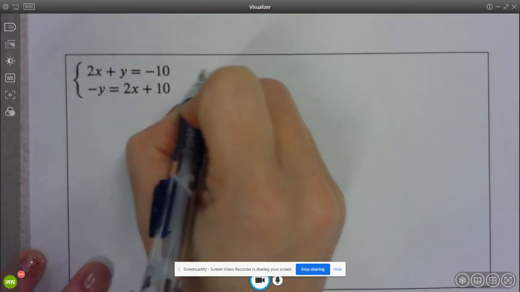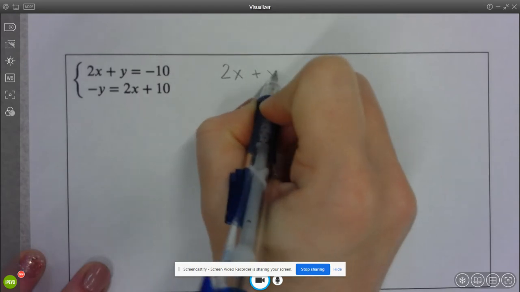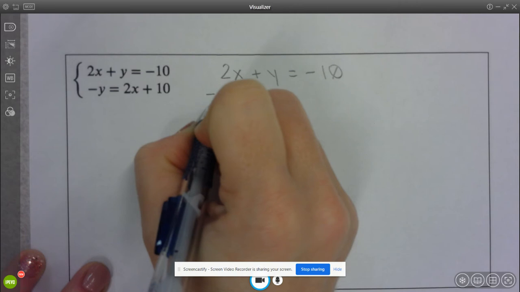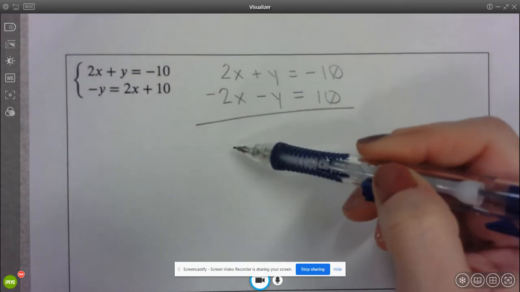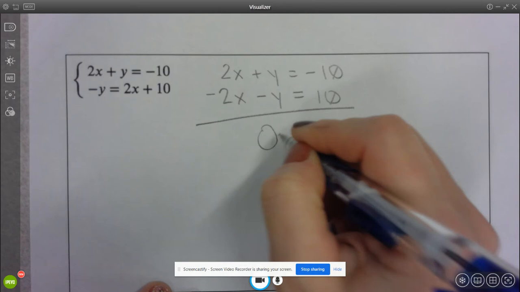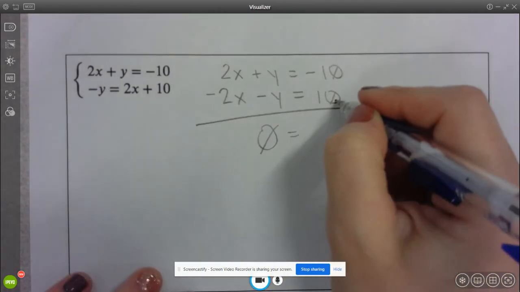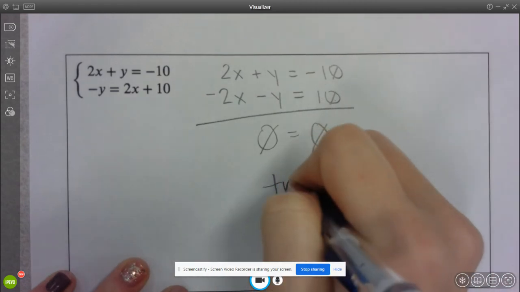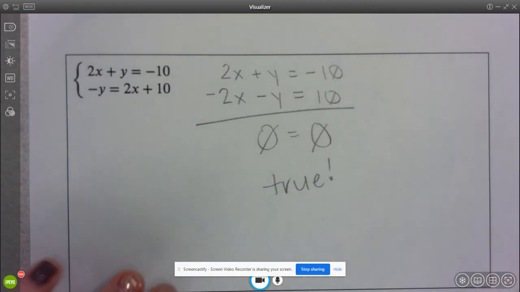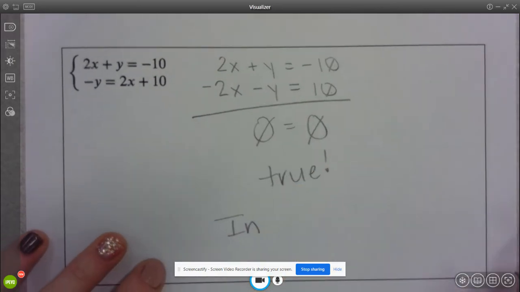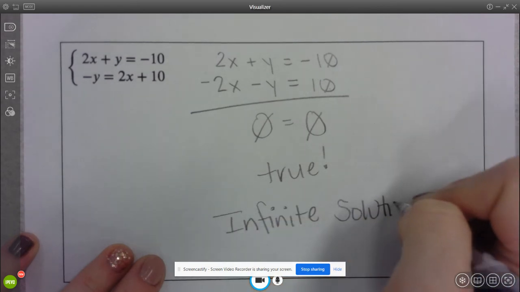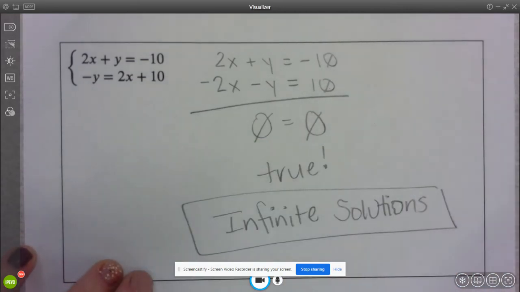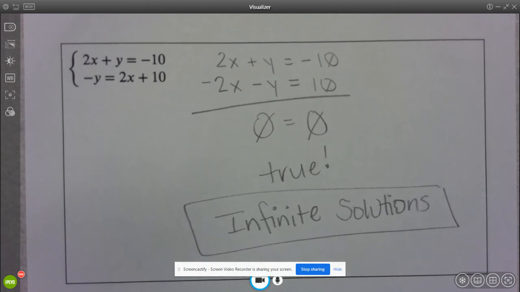Well, let's subtract 2x over. So my first equation is just going to stay how it was. Subtracting 2x over gives me negative 2x minus y equals 10. Well, x's and y's both are gone and create 0. Negative 10 plus 10 gives me 0. This is true. Since this is a true statement, this is where we get that infinite solution thing. This means I have the exact same line and they're going to cross in every single spot because they're the same line.